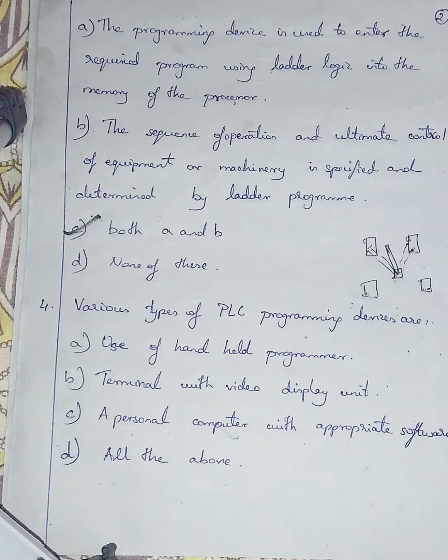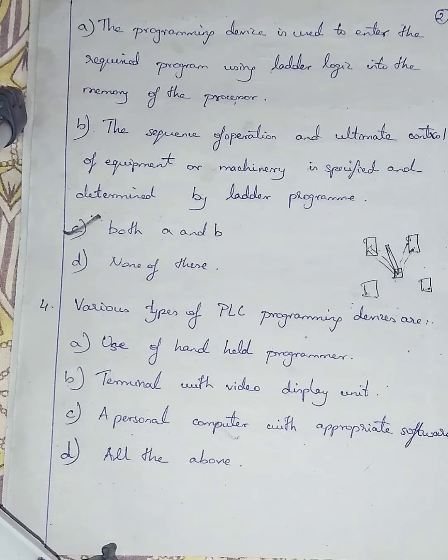First, the programming device is used to enter the required program. What is the primary function of a programming device? It is to enter a program. This program in a PLC is entered using ladder logic, and it goes into the memory of the processor. Only after it goes to the memory can the defined program be executed. This programming device says which program to enter first.